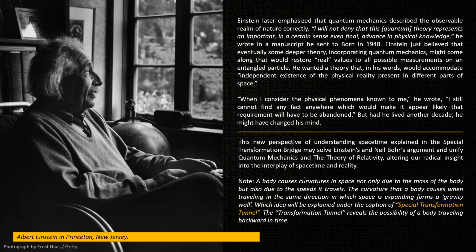Einstein just believed that eventually some deeper theory, incorporating quantum mechanics, might come along that would restore real values to all possible measurements on an entangled particle. He wanted a theory that, in his words, would accommodate independent existence of the physical reality present in different parts of space. When I consider the physical phenomena known to me, he wrote, I still cannot find any fact anywhere which would make it appear likely that requirement will have to be abandoned. But had he lived another decade, he might have changed his mind.